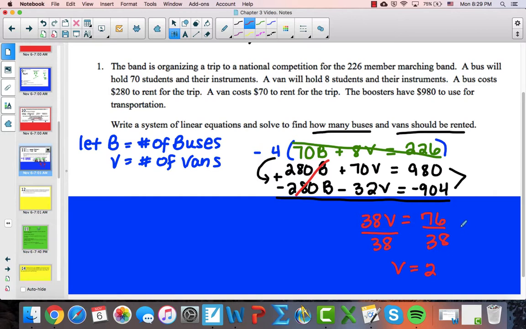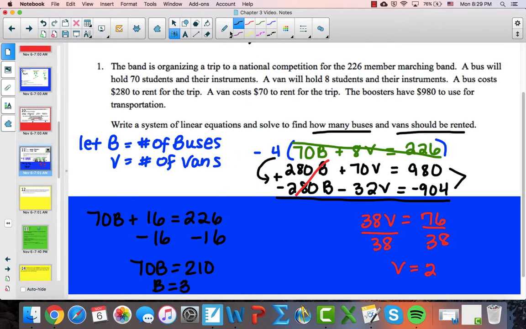All right, so that's telling me 2 vans, but now I also need to find the number of buses, so I'm going to plug it in. I decided to plug it into the first equation just because I thought it was easier. That's 70B plus 8 times 2, which is 16, equals 226. Subtract 16 on both sides, so 70B equals 210, and B equals 3.